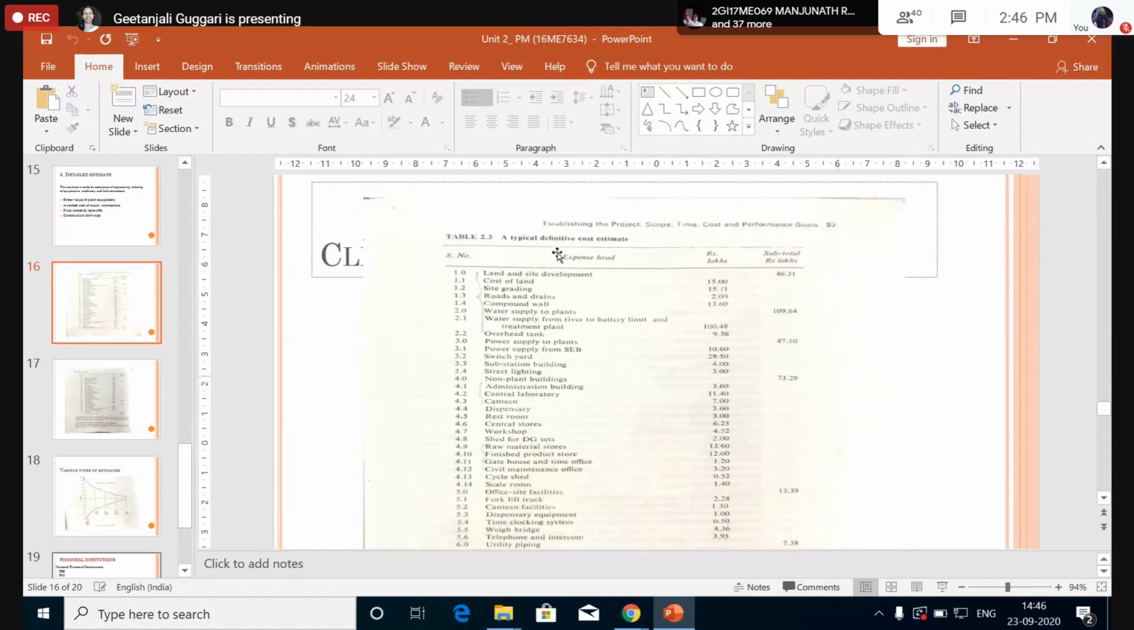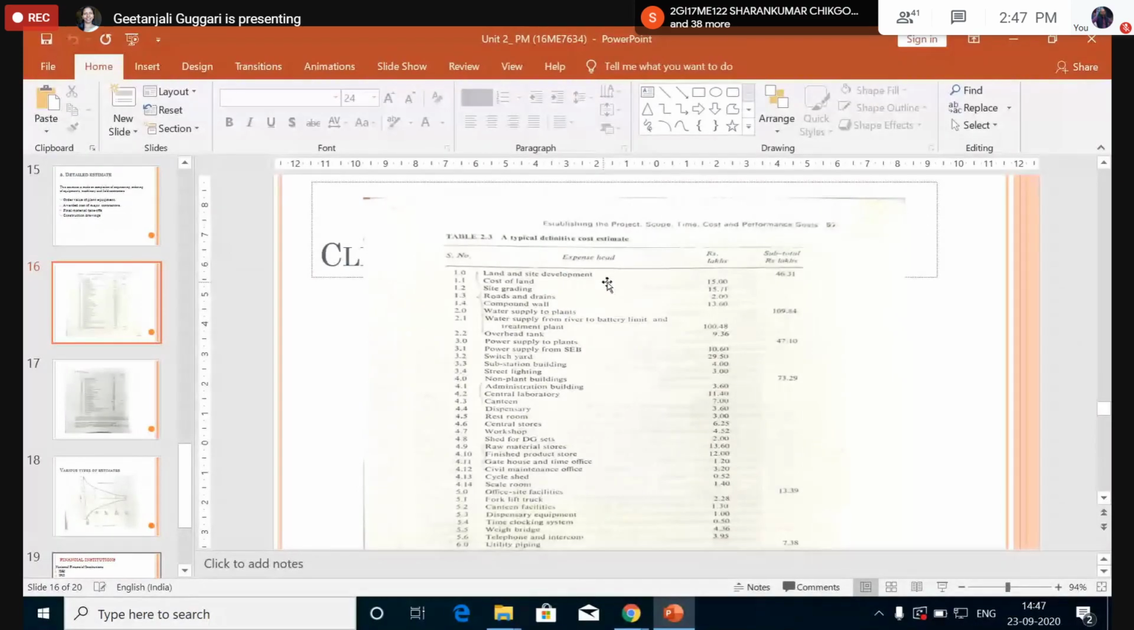A typical definitive cost estimate, like how the cost estimation will be done during the definition. Land and site development, how each activity is broken down. So the cost of land, site grading, then roads and drainages, each individual cost needs to be calculated. These are just examples of how the details of the drawings or the details of the cost estimation, you should keep it ready with you.